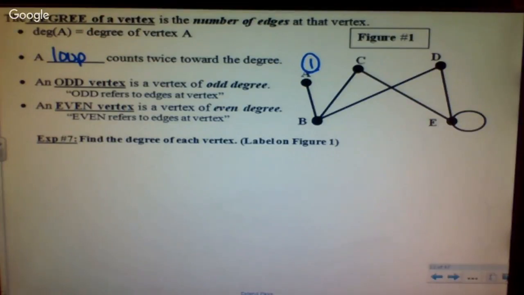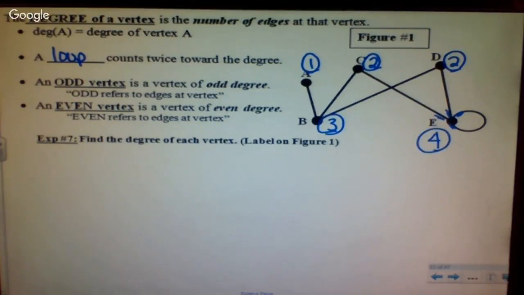There's 1 line coming out of it. B has a degree of 3. C has a degree of 2. D is 2. E is not 3. It's 4. Again, your loop counts as 2. Okay, because look, you've got this one, this one, and this one. So there's 4 here.